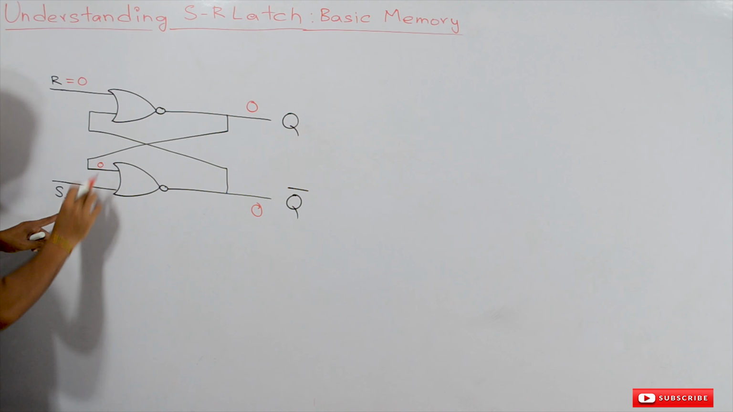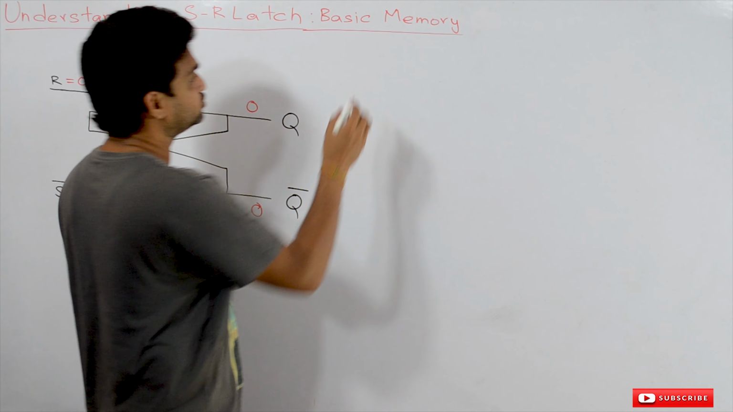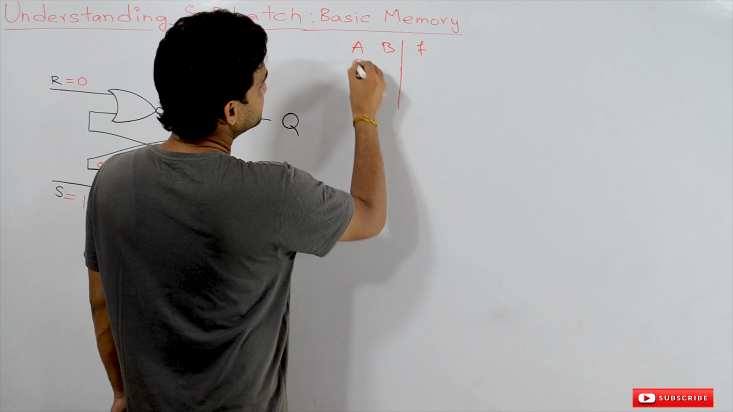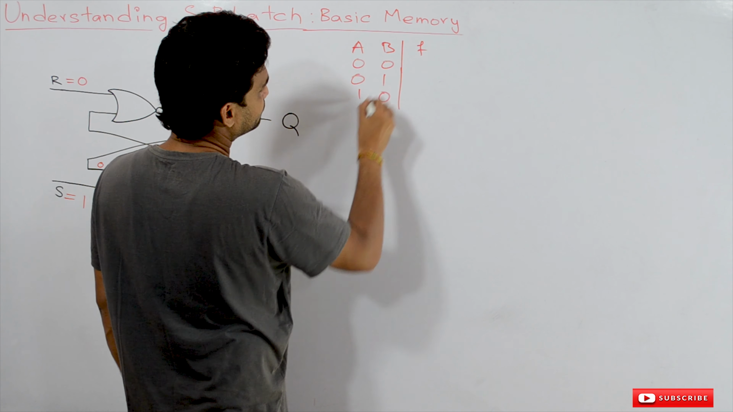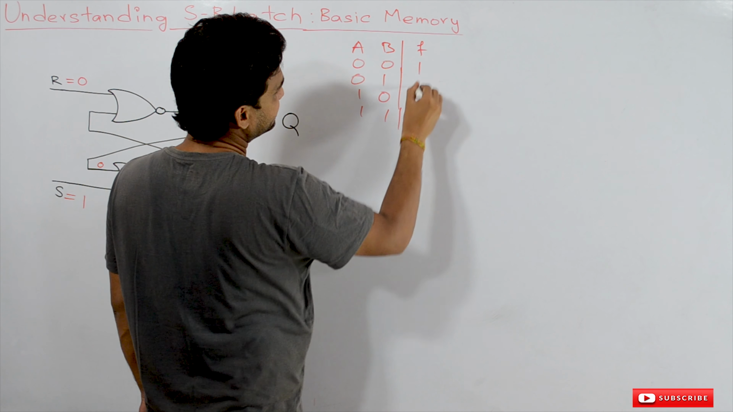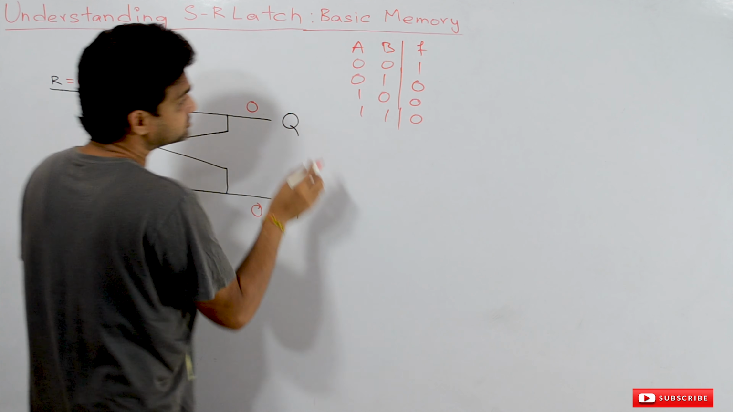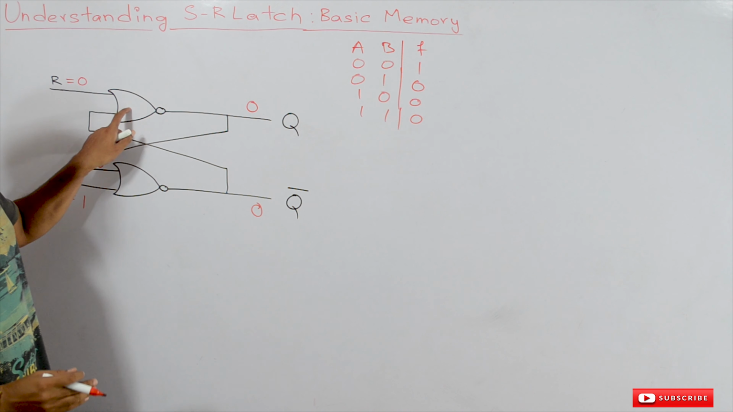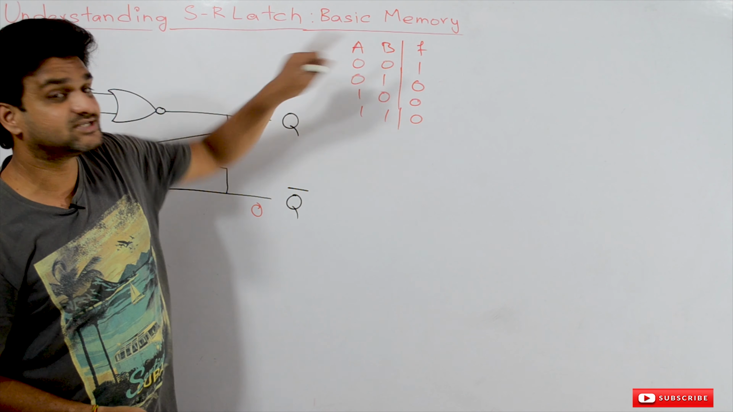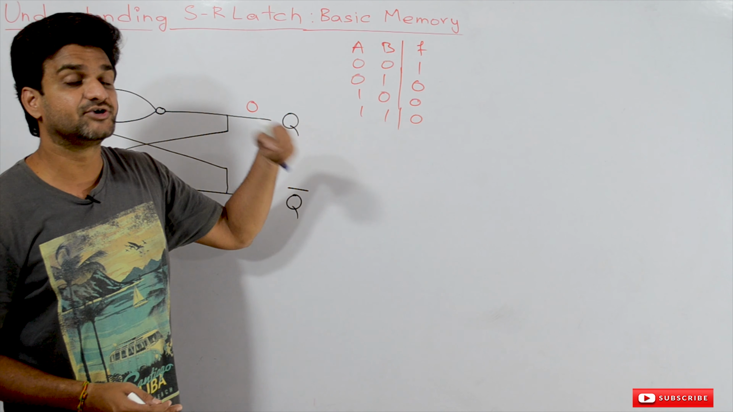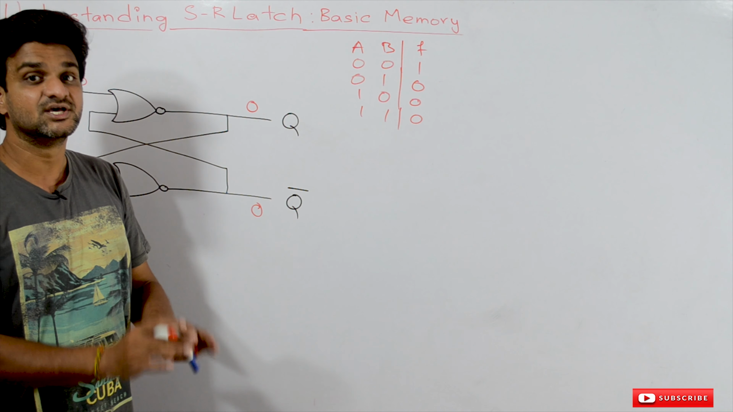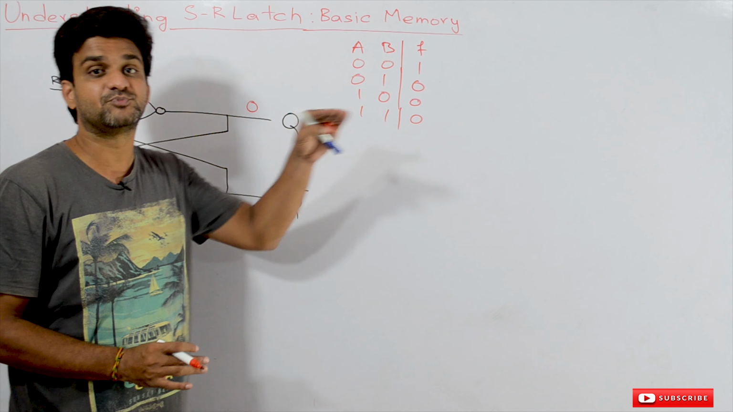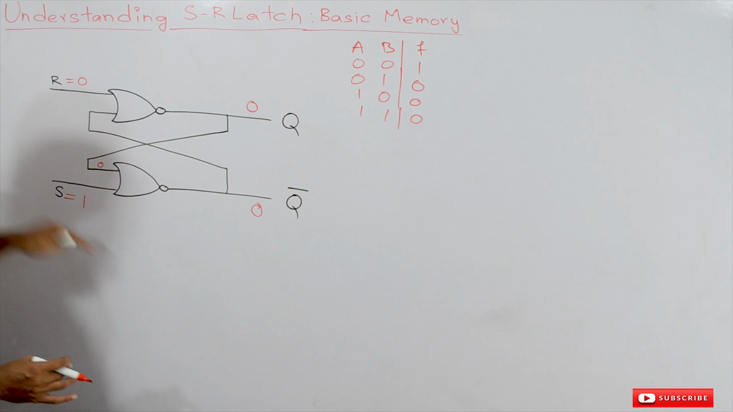Whenever 1 0 is provided to a NOR gate, what is the truth table of NOR gate? The truth table of NOR gate is this one. The concept that we have to understand about the NOR gate is if you have at least one 1, the NOR gate is going to produce an output of 0. Otherwise, if both the inputs are zeros, then it is going to produce an output of 1. Based upon that logic, this circuit has been designed.